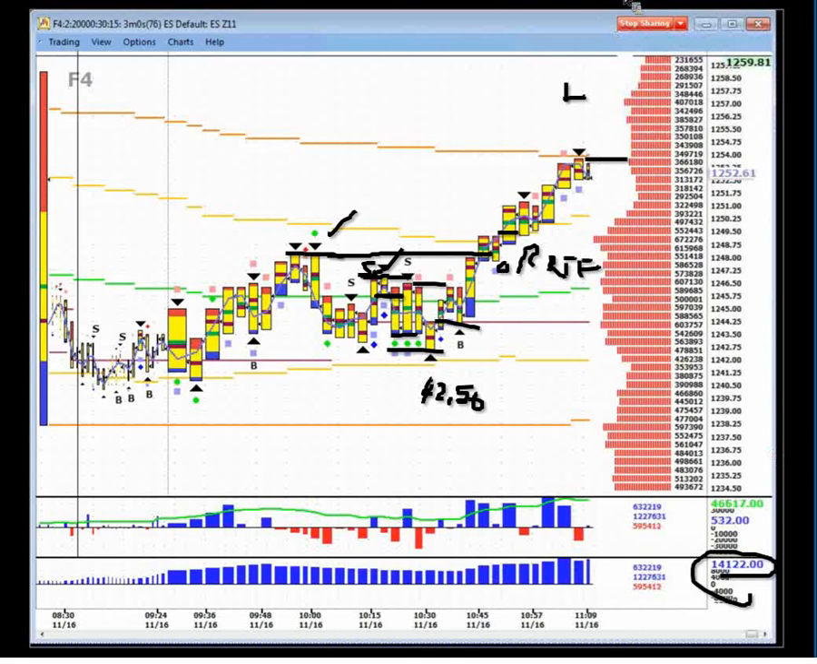Okay. The money is made on the F2 screen, and you don't have to know who, and you don't have to know why. You just can see that they are.